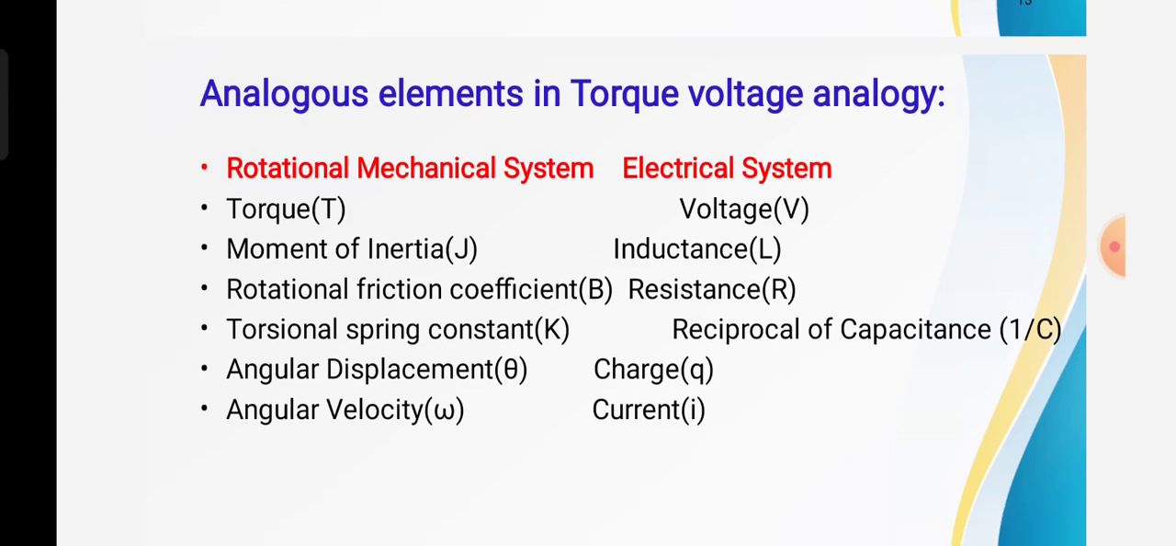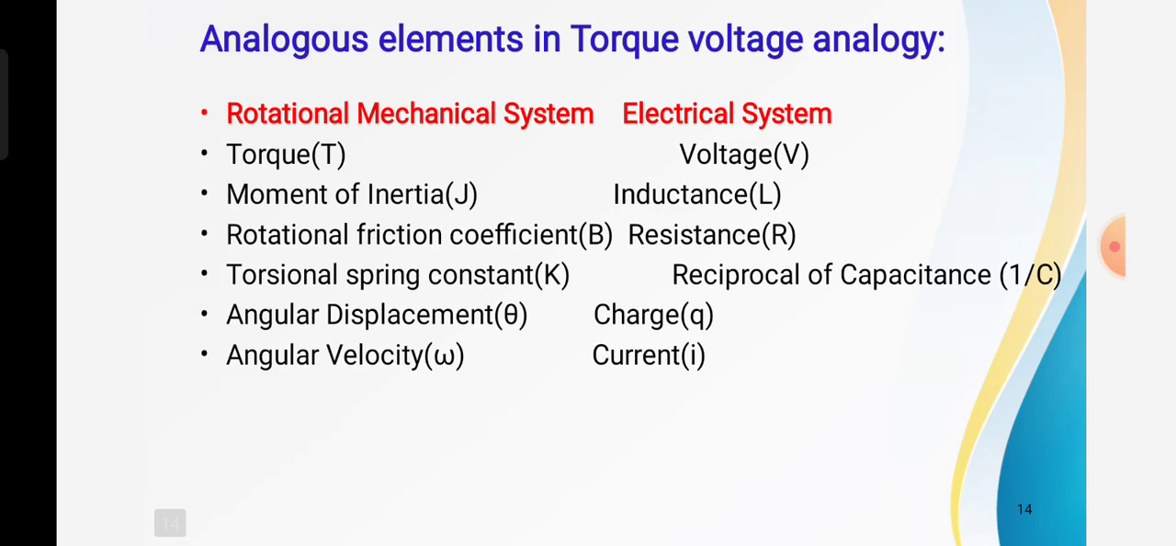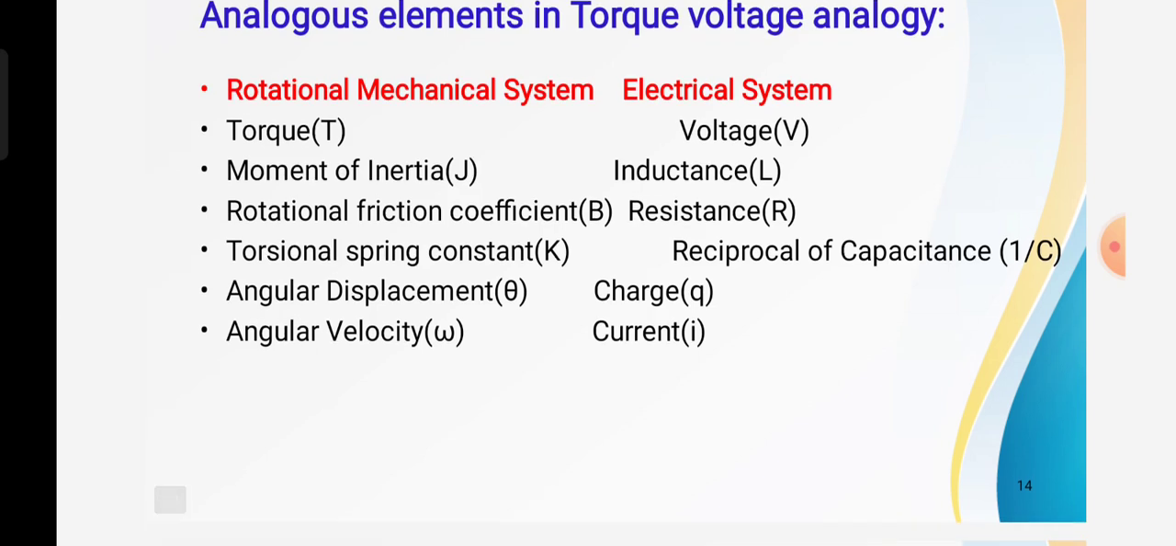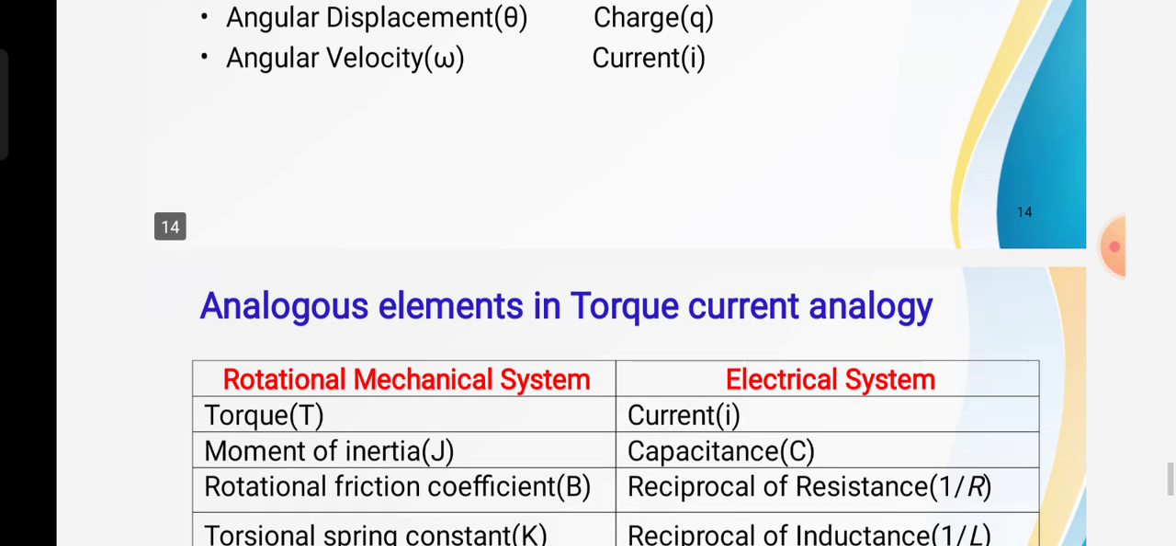Moment of inertia is analogous to inductance in an electrical system. Rotational friction coefficient in a mechanical rotational system is analogous to resistance in an electrical system. Torsional spring constant in a rotational mechanical system is analogous to the reciprocal of capacitance in an electrical system. Angular displacement is analogous to charge in an electrical system. Angular velocity in a mechanical rotational system is analogous to current in an electrical system.